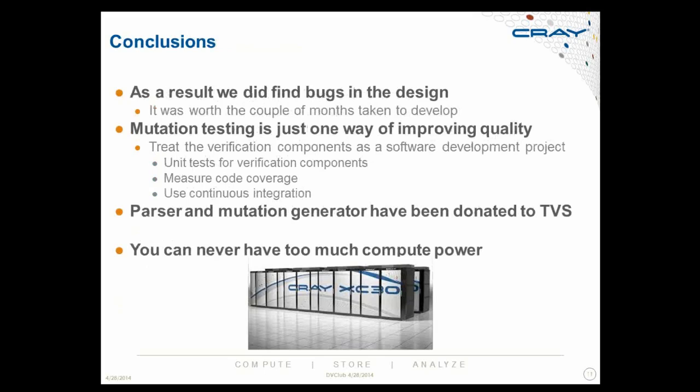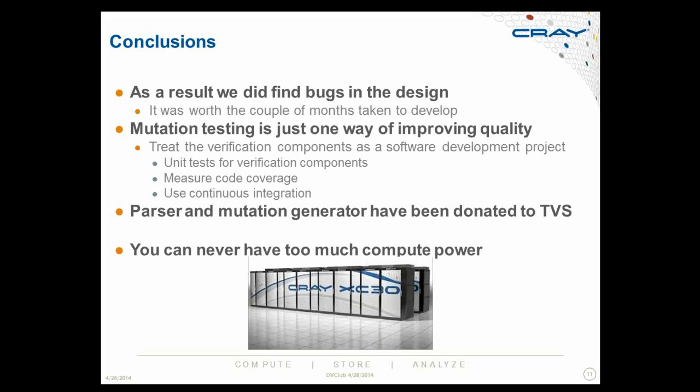As a result of this, we did find some real bugs. So it was worth the time it took. To put all of this together was probably only a couple of months of effort, and it was well worth it. I think mutation testing is just one way of improving quality. Writing verification code is really a software development process. So some of the ideas that people were talking about earlier, essentially unit testing and continuous integration as part of the verification development environment, are very good.